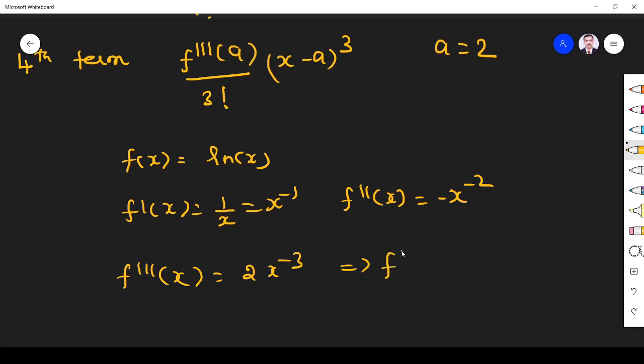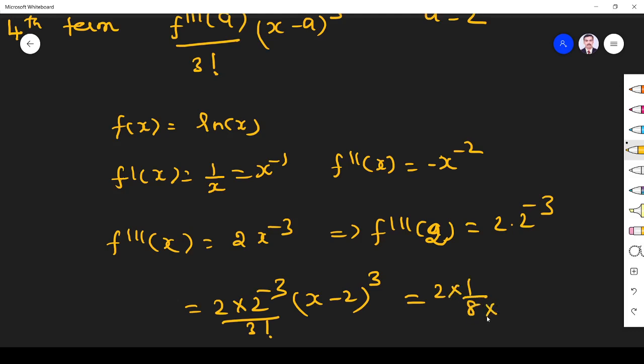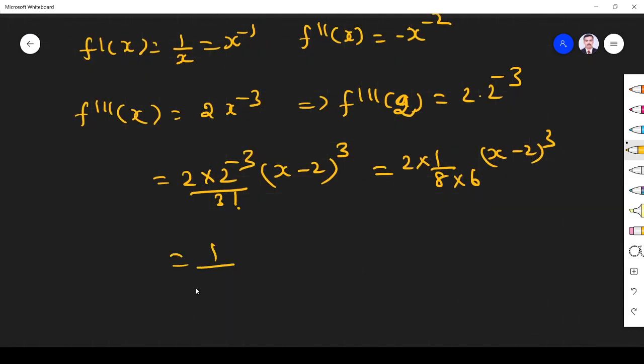So this implies f triple dash of a, where a is equal to 2, is given by 2 into 2 power minus 3. So we got everything. So what is the fourth term? f triple dash of a, that is 2 into 2 power minus 3, divided by 3 factorial into (x minus 2) whole power 3. So 2 into 2 power minus 3 is 2 into 1 by 8, that is 1 by 4, divided by 3 factorial, which is 6, into (x minus 2) whole cube. If you simplify, 1 by 24 (x minus 2) whole cube.